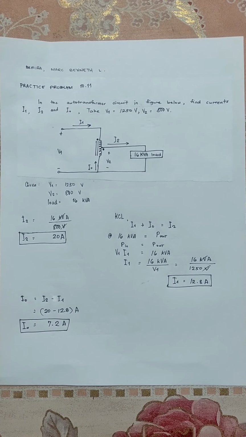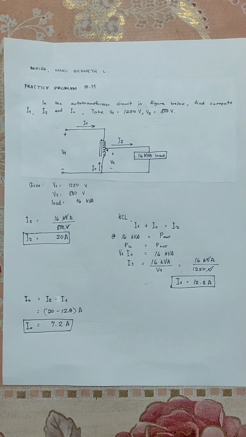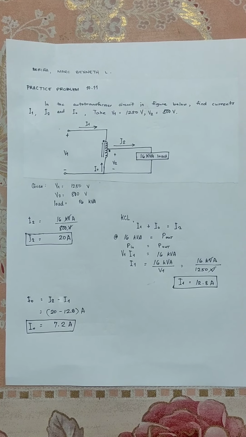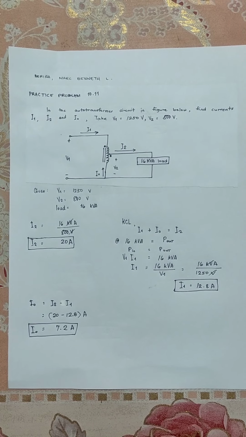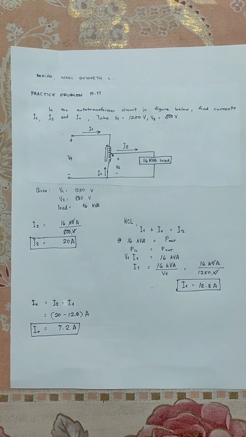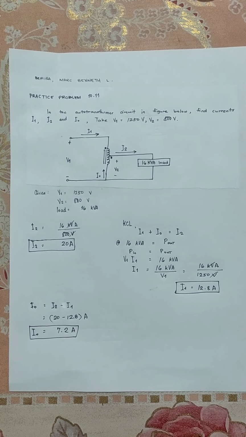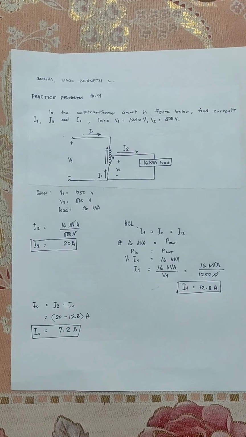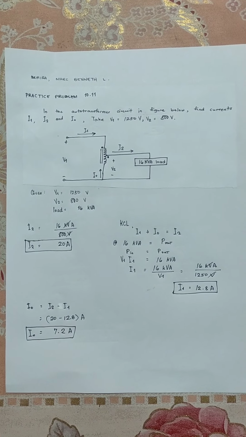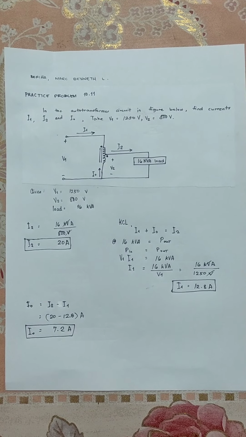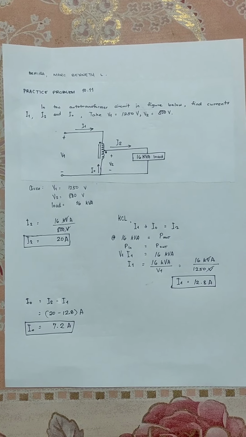In practice problem 10.11, in the autotransformer circuit in the figure below, find currents I1, I2, and I0. Take V1 equals 1250 volts, V2 equals 800 volts. We have the given V1 equals 1250 volts, V2 equals 800 volts, and our load is equal to 16 kilovolt amperes. We can get the value of I2 by using the load and the given V2. I2 equals 16 kVA over 800 volts. We can cancel the V sign to get the unit ampere. 16 kVA over 800 volts equals 20 amperes for the value of I2.